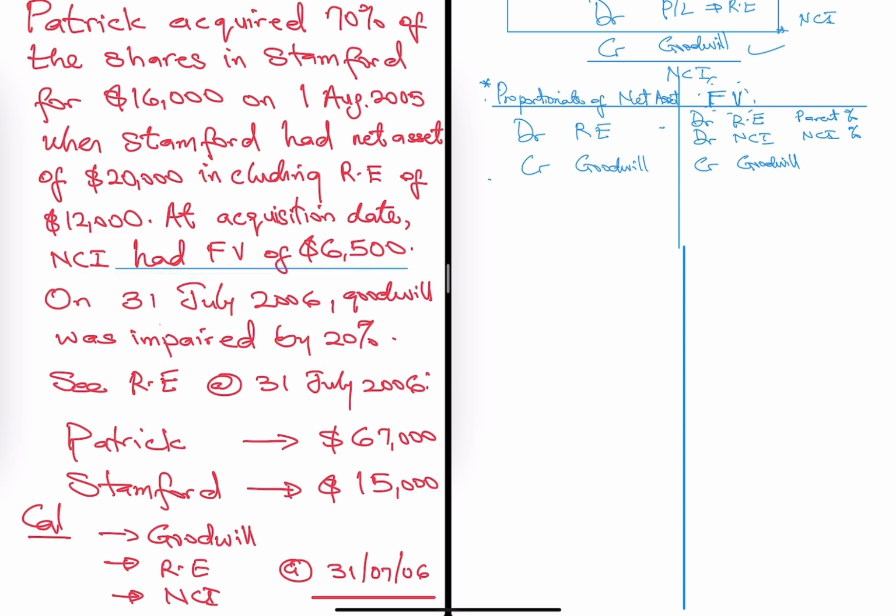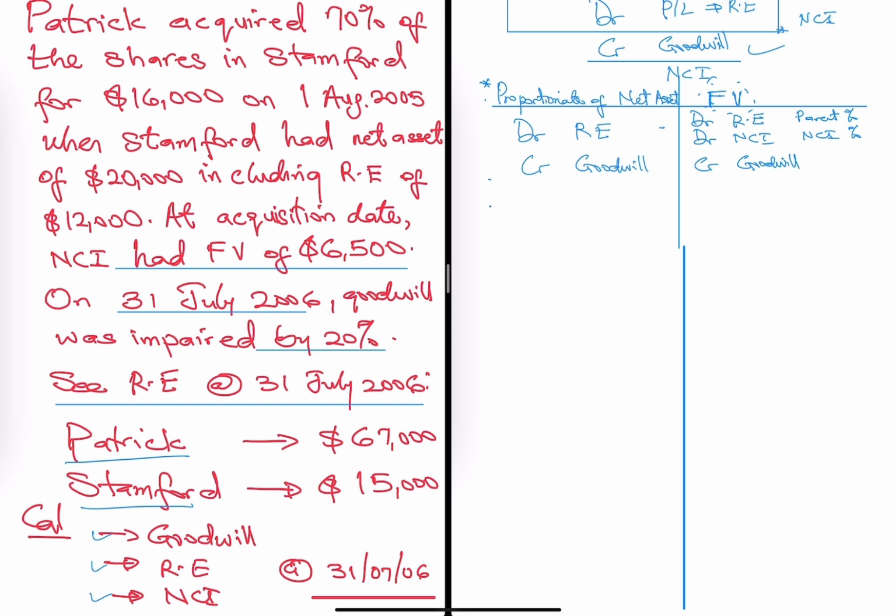On 31st of 2006, which is year end, Goodwill was impaired by 20%, so there's an impairment. They gave us retained earnings at the year end for both Patrick and Stanford, and we need to calculate the Goodwill, retained earnings, and NCI at the year end. So let's deal with that quickly. Let's start with the Goodwill. How do you calculate Goodwill at year end?